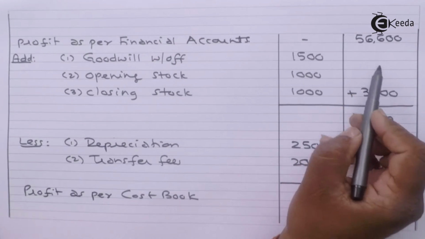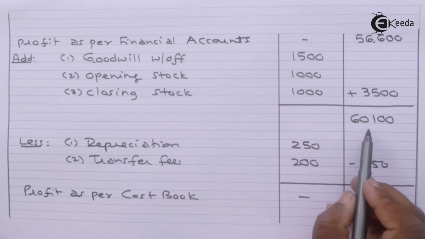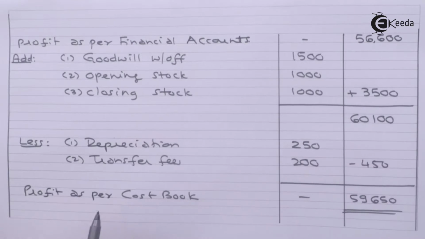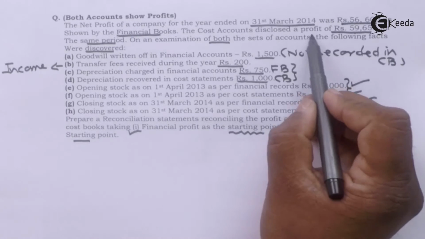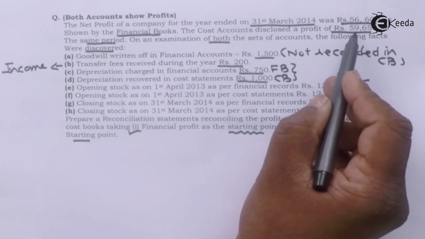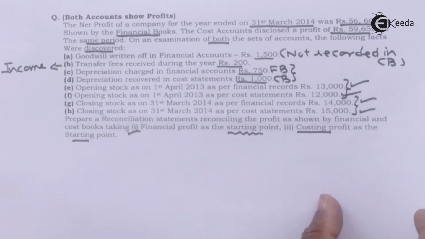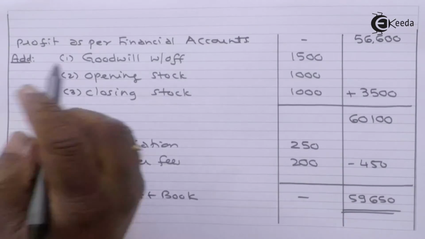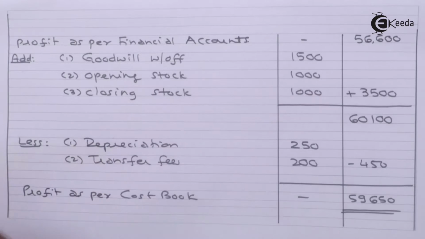We have added 3,500 to 56,600. It comes to 60,100. Less 450. We got profit as per cost book 59,650. Profit as per cost book 59,650. So we have perfectly prepared profit reconciliation statement by taking financial profit as a starting point.